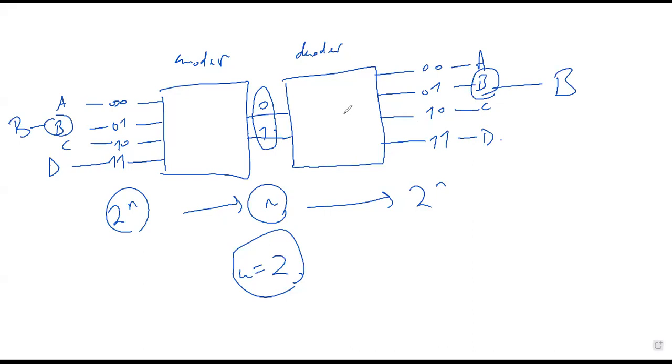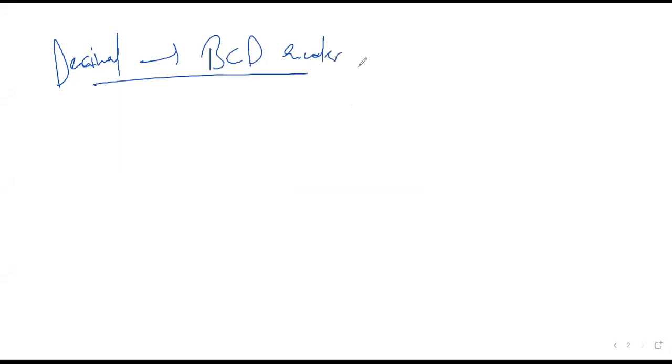An example on designing an encoder. We're going to design a decimal to BCD encoder. We're going to design a decimal to BCD encoder. What does it look like? Decimal to BCD encoder.